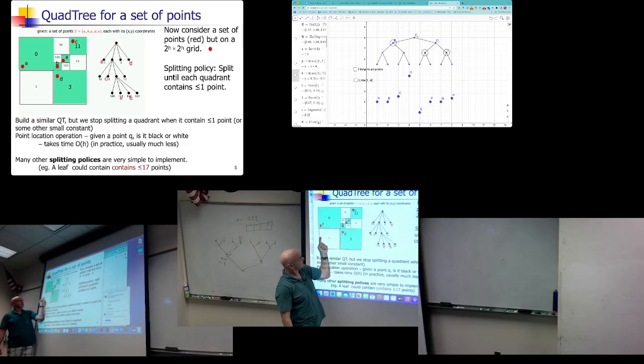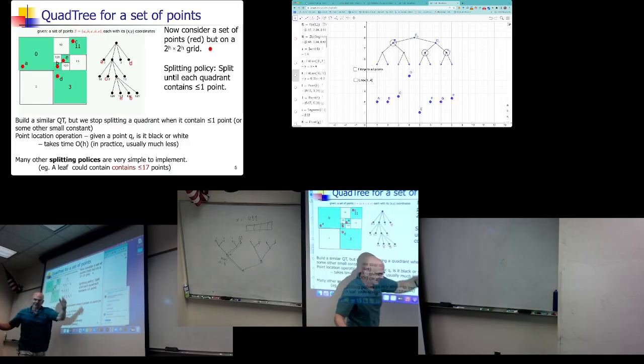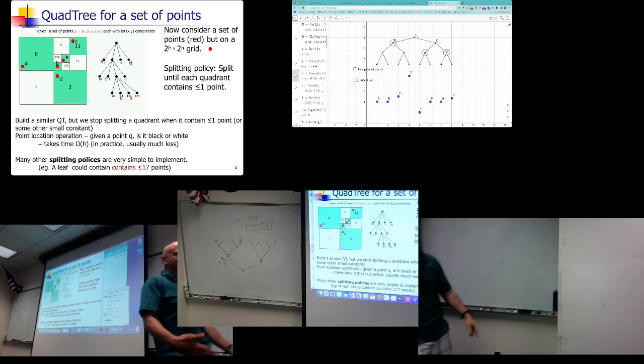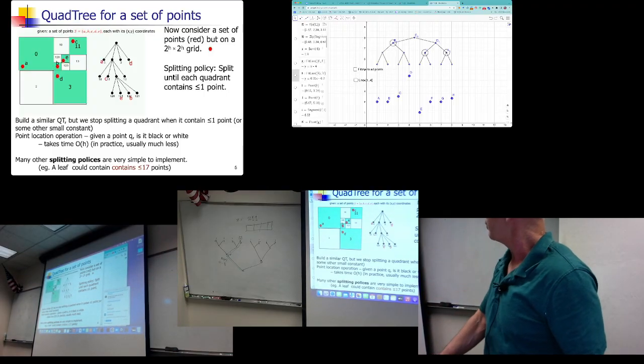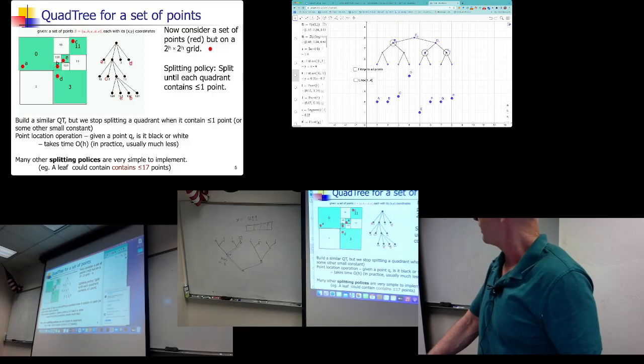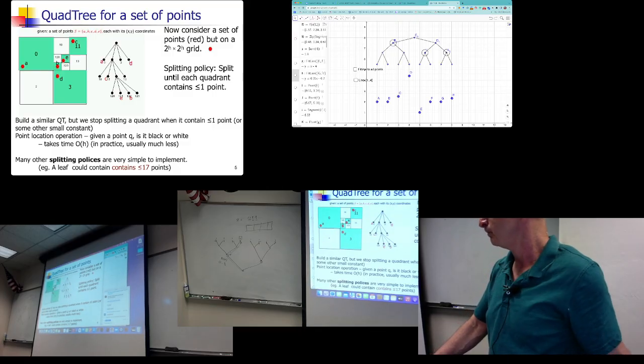Another leaf, the leaf of 2, says I'm empty. I don't have any data point. So why do you exist? You exist because of other nodes. We had to split because of the existence of other nodes.